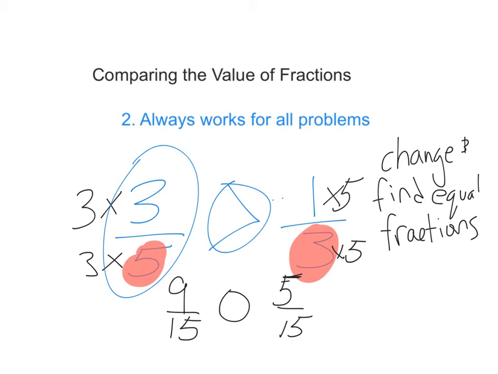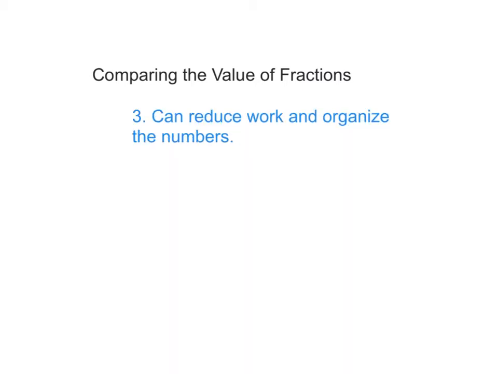So the method that always works is multiply the denominators by the other, following your rules of multiplying the numerator and denominator by the same number, and it will give me two fractions with the same denominator to compare, and that will always work. Our third rule is a great way to compare fractions sometimes, but also organize when we order multiple fractions.